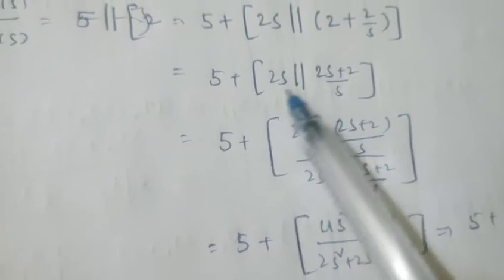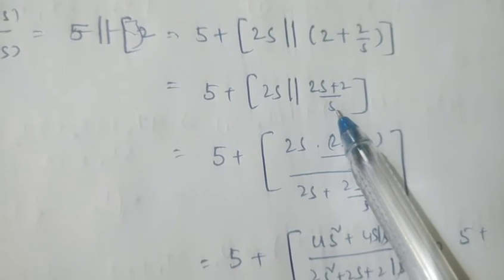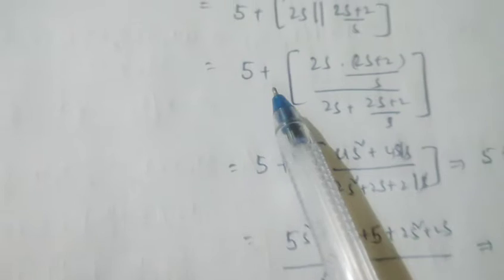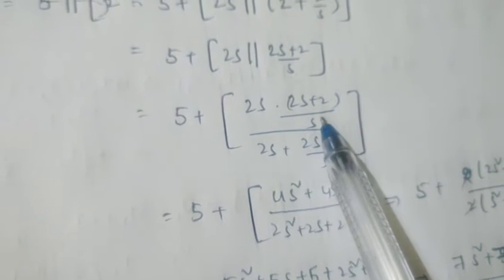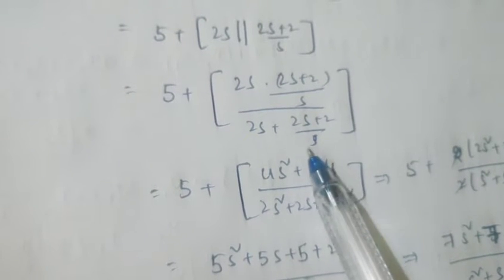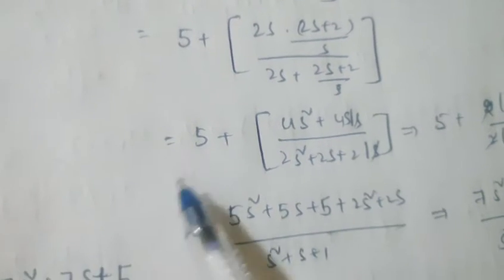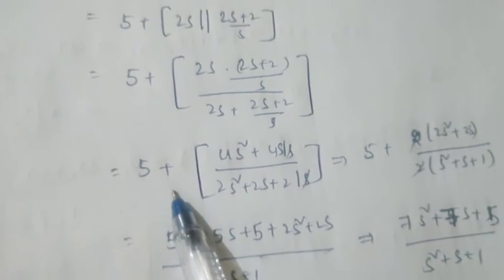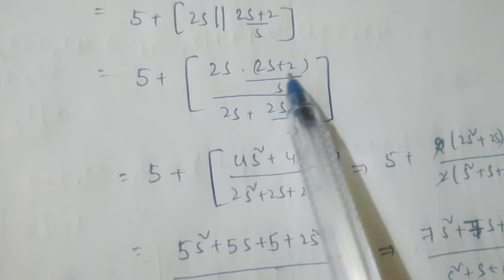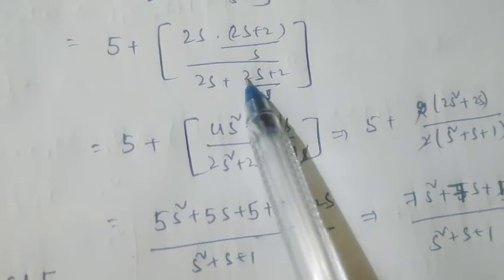Now this combination is a parallel combination. 2S is in parallel with 2S plus 2 by S, so it is R1 into R2 by R1 plus R2. Simply substituting those values here, we get 5 plus 2S into (2S plus 2 by S) by (2S plus 2S plus 2 by S). Take the LCM and cancel the denominator part S. So here you will get 5 plus 2S into (2S plus 2), that is 4S square plus 4S, by, taking the LCM, 2S square plus 2S plus 2 by S.